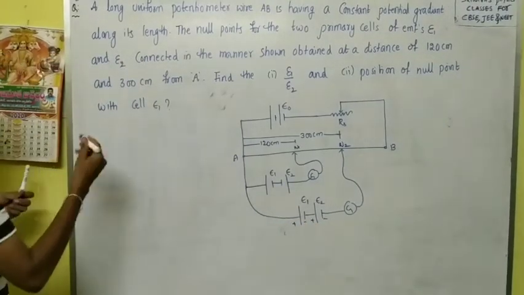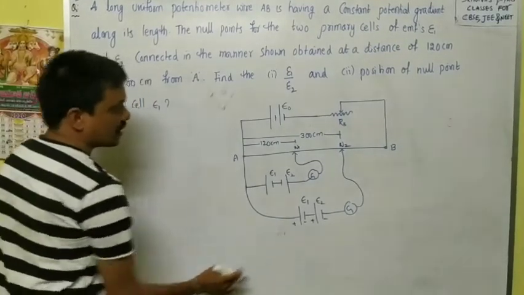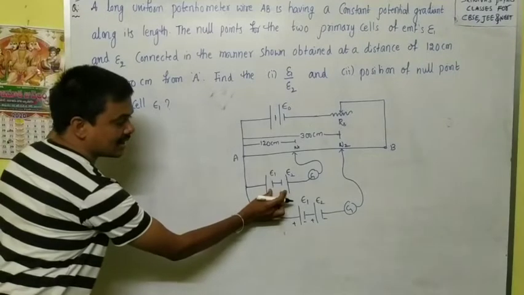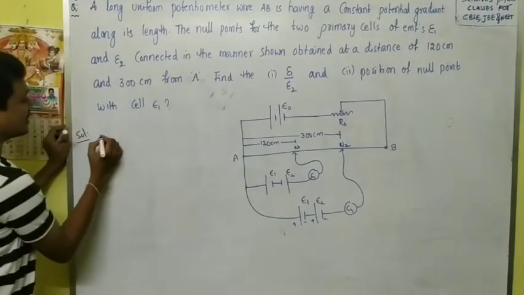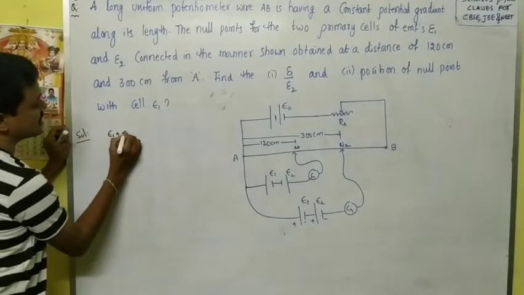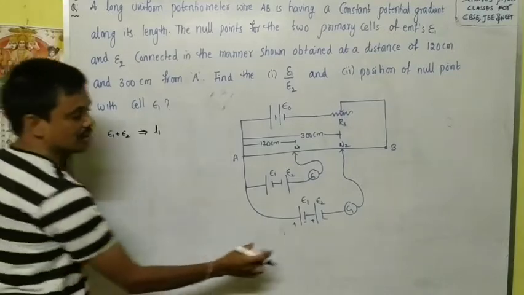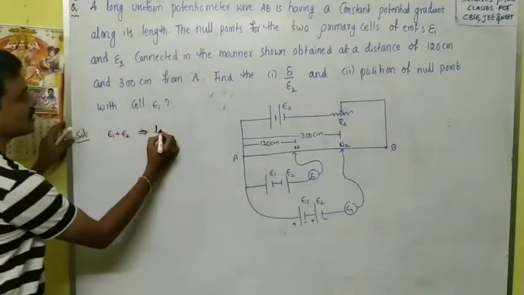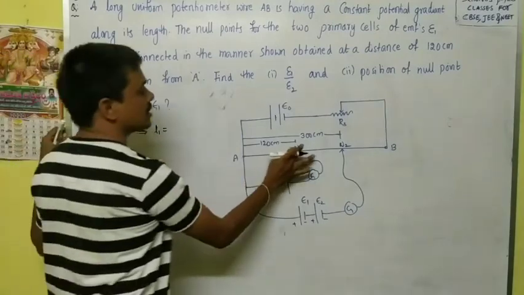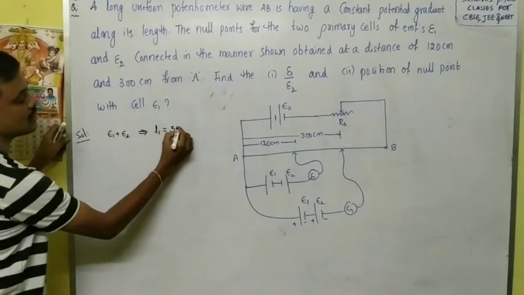And now let us see the solution for this. What we want to find out here. Cells initially wrongly connected, and here rightly connected. When you connect the cells rightly, then the total EMF is E1 plus E2, and the balancing length for that, how much? When the cells are rightly connected, the balancing length is 300 centimeters. We take it as 300 centimeters.